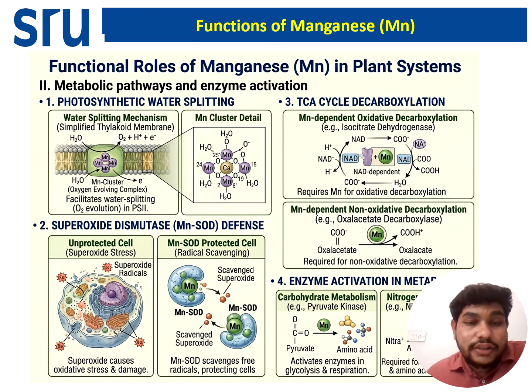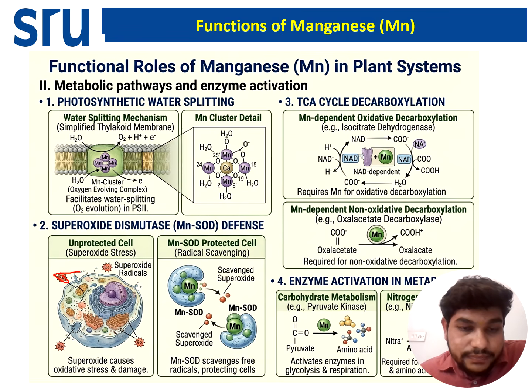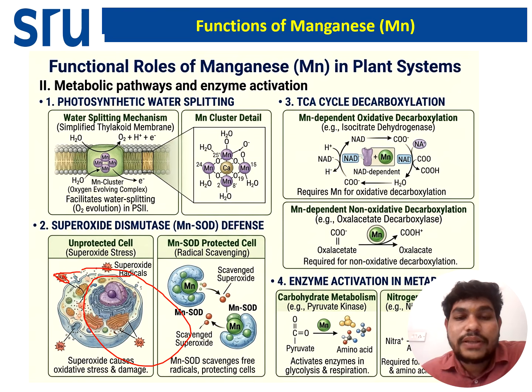decarboxylation. Another function of manganese is the defense function, that is superoxide dismutase enzyme activation. If the cell is unprotected from the superoxides and is stressed, then damage will occur. Can you see here? This is the damaging of the cell. This is superoxide, it will damage the cell. But if Mn is present, then Mn will activate the SOD and protect the cell from the superoxide.